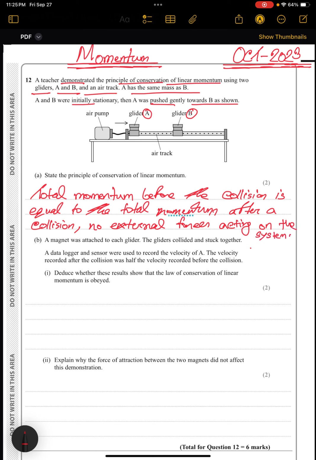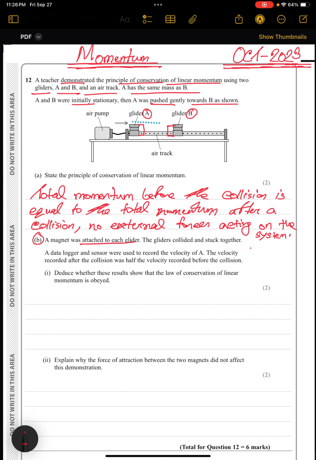Okay, so we are done with question number A. So let's move forward and solve question number B. In question number B, they have said a magnet was attached to each glider. So there was a magnet in glider A and there was a magnet in glider B.